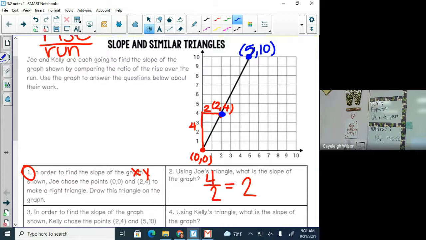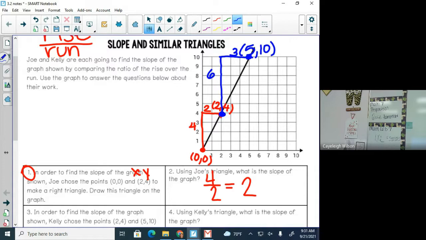So I'm gonna rise 1, 2, 3, 4, 5, 6. And I'm gonna run 1, 2, 3. To draw my right triangle. Some people in the front have it drawn this way that I can see, which is completely fine.